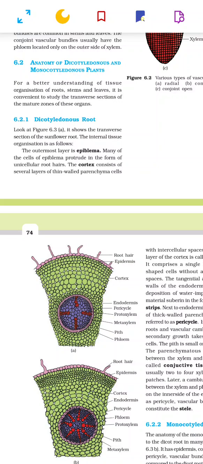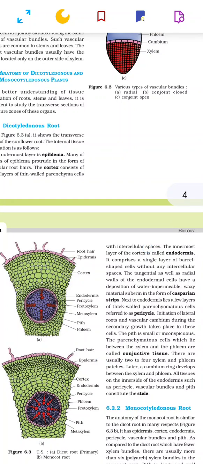The internal tissue organization is as follows. First of all, in the dicotyledon root, the outermost layer is epiblema. Many of the cells of epiblema protrude in the form of unicellular root hair. The cortex consists of several layers of thin-walled parenchyma cells with intercellular spaces. The innermost layer of the cortex is called the endodermis. It comprises a single layer of barrel-shaped cells without any intercellular spaces. The tangential as well as the radial wall of the endodermal cells have a deposition of water impermeable waxy material, suberin, in the form of Casparian strip.